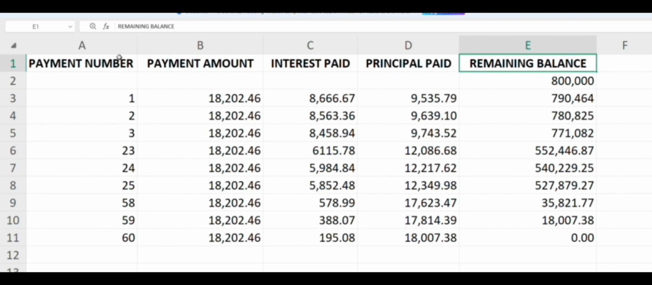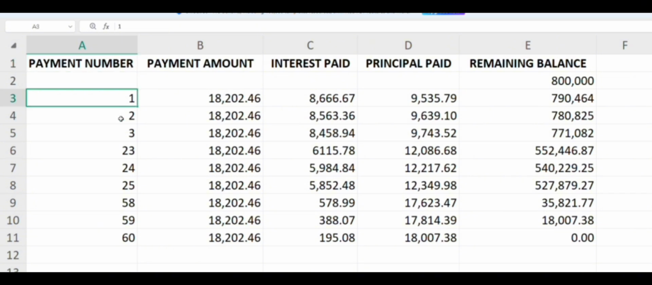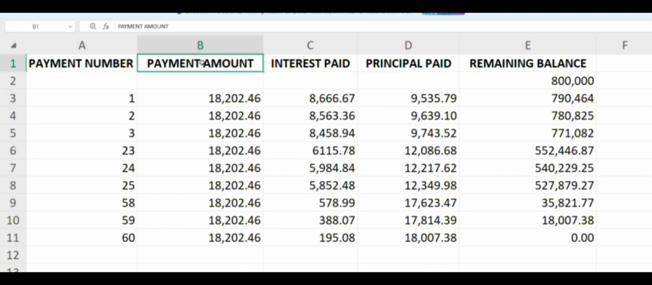So in making the amortization schedule for the outstanding balance, we have here the payment number, the payment amount, the interest paid, the principal paid, and the remaining balance. And for the payment number, we have the following number of months: 1, 2, 3, 23, 24, 25, 58, 59, and 60. And in computing for our payment amount, we have here a formula.